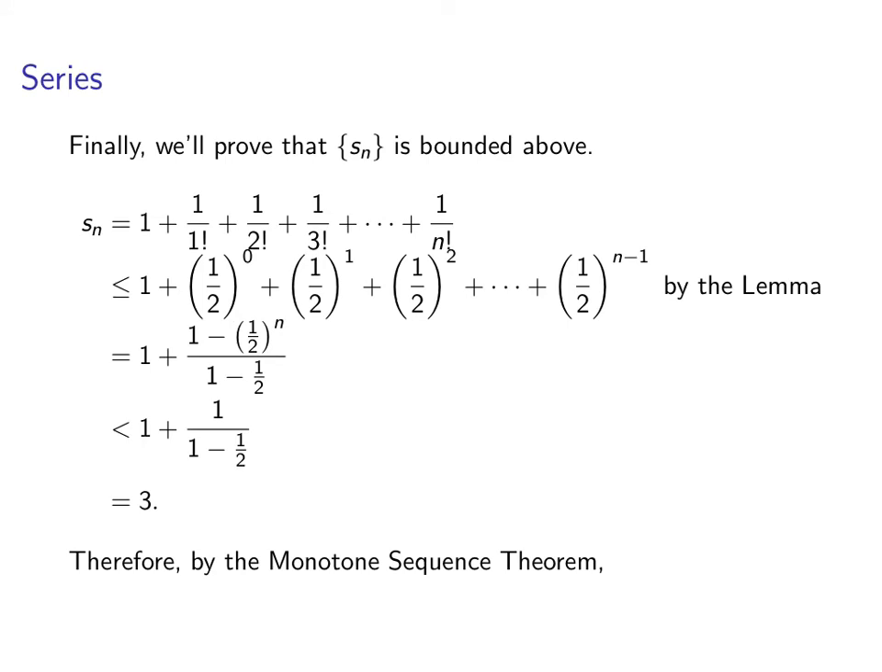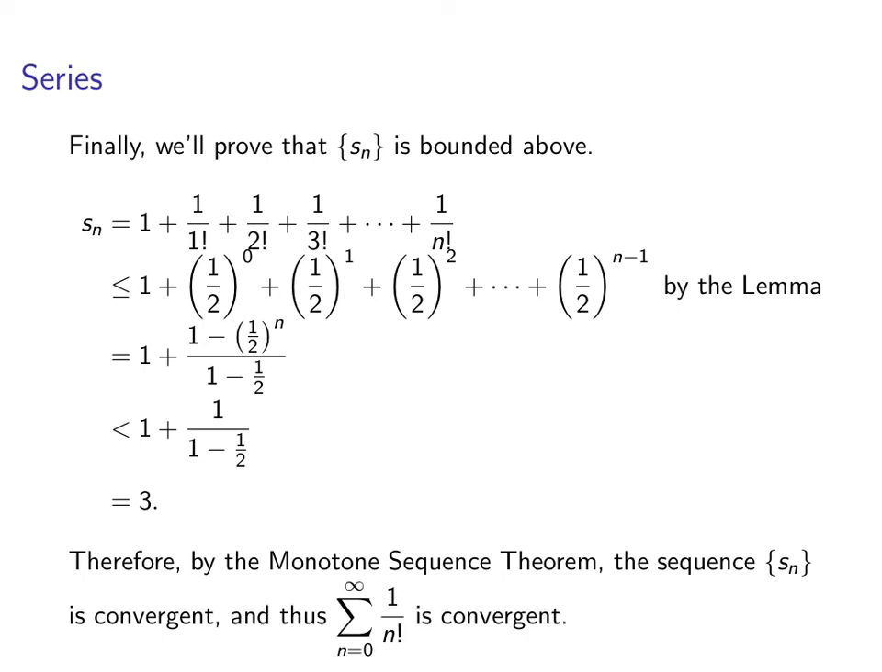So according to the monotone sequence theorem, our sequence, S of n, is convergent. And remember that when we talk about the series, we are talking about a sequence of partial sums. And therefore, that series, the sum from n equals 0 to infinity of 1 over n factorial, is convergent. So we talked about two different series: the harmonic series, the 1 over n, and then the series that we dealt with here, the sum of 1 over n factorial. The harmonic series was divergent, this one is convergent. And we'll be seeing both of these series again later on.